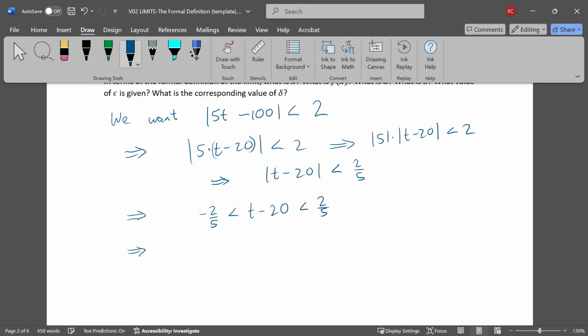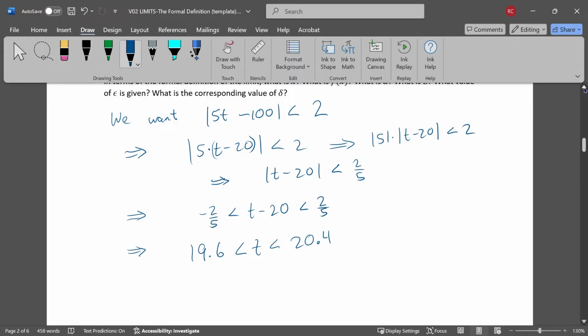And now I'll add 20 to both sides. So this is 20 and 2/5, which is the same thing as 20.4. And this is 20 minus 2/5, which is the same thing as 19.6. So this is the range of time where the operator would need to shut off the car. So we see basically the operator has about a 0.4 second leeway in either direction, right?